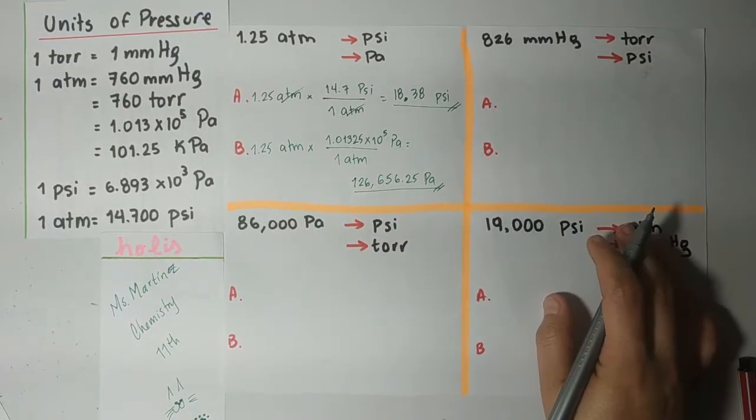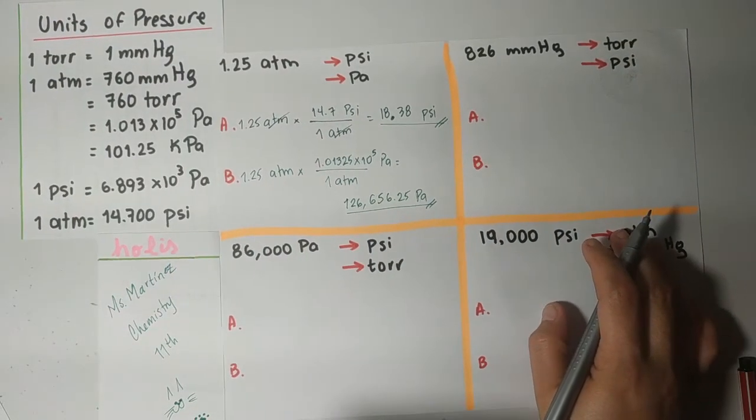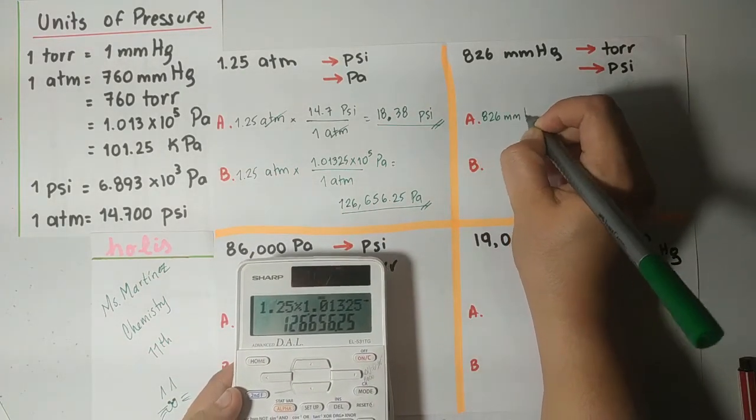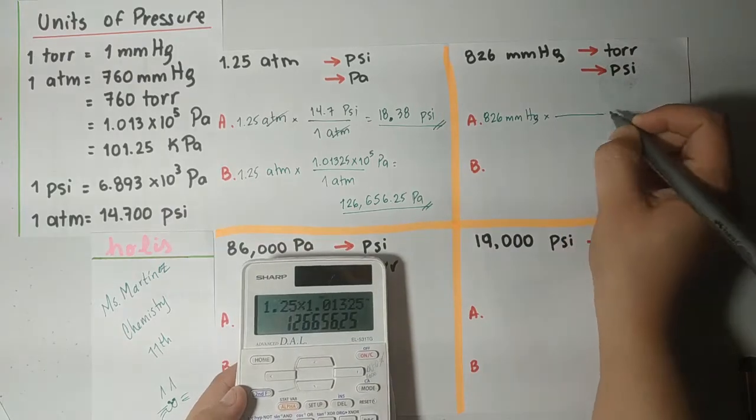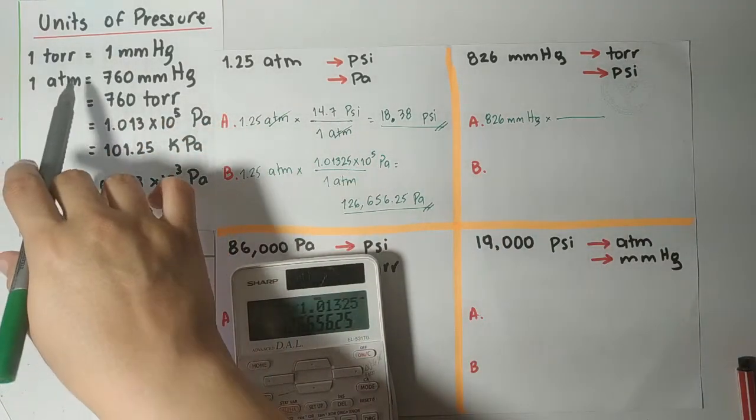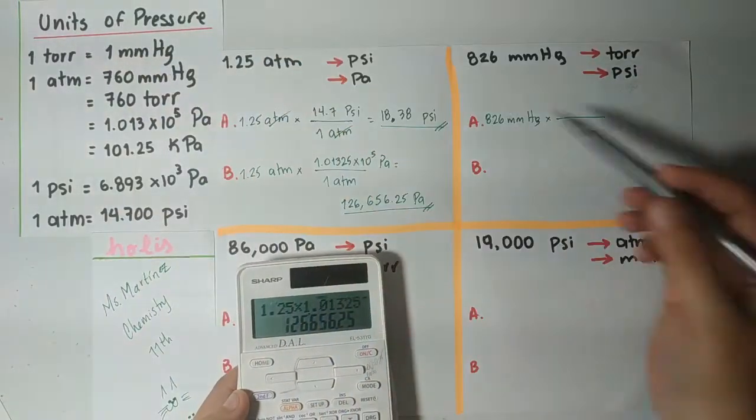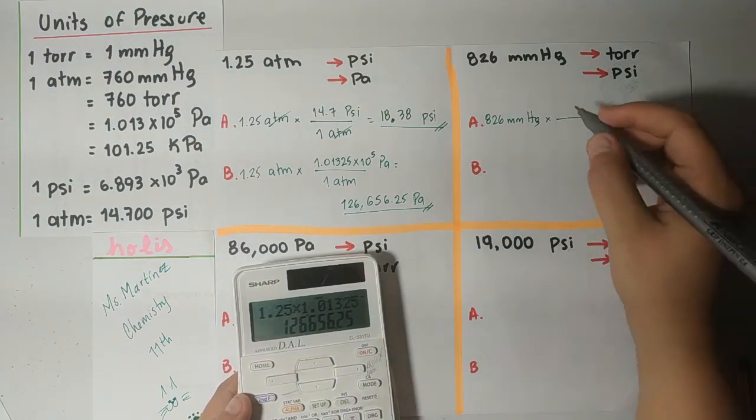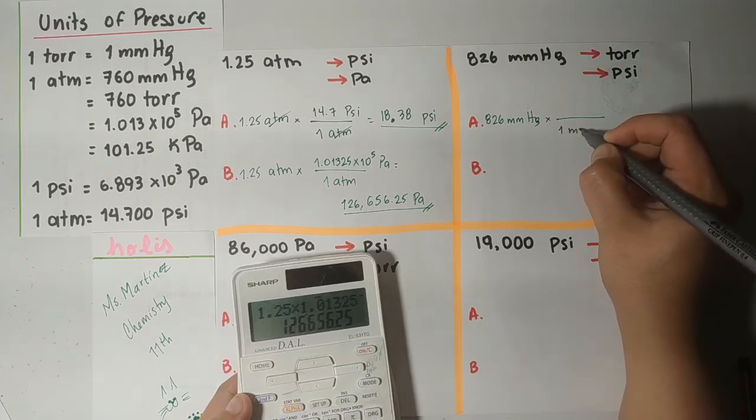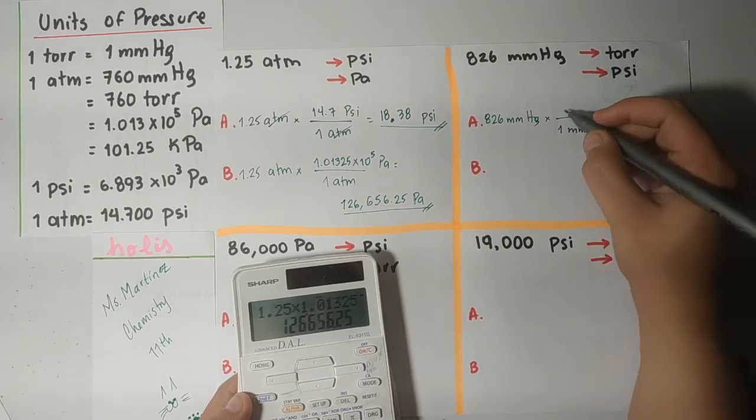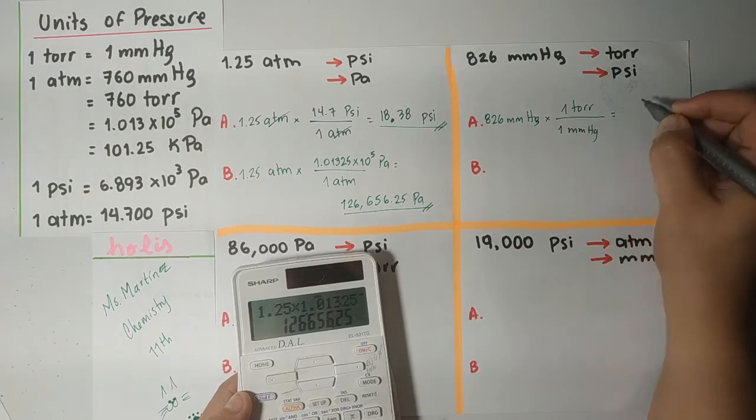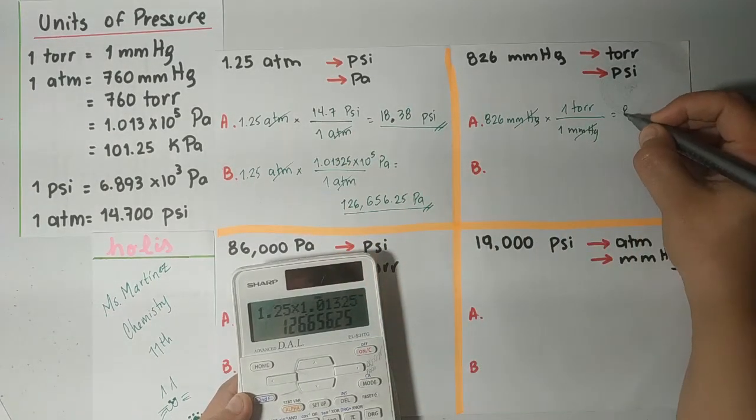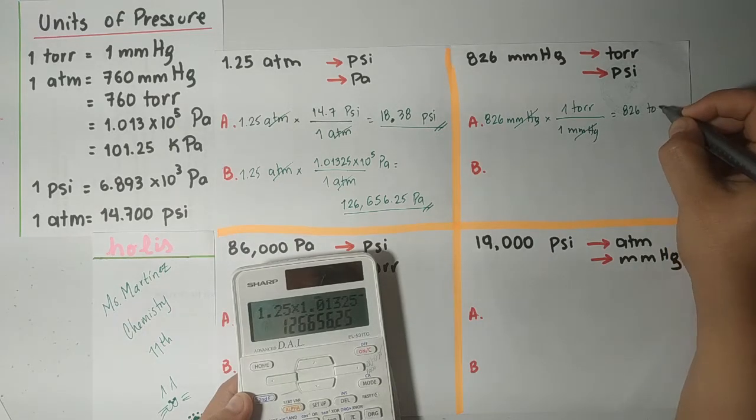Okay, let's do the next exercises. We always start with the given. The conversion factor between millimeters of mercury and torrs is the first one, 1 to 1, so we basically don't need to do it. But in case you want to show a procedure, this is how it's done. In 1 millimeter of mercury, we have 1 torr. So the answer, it's the same, but in torrs.